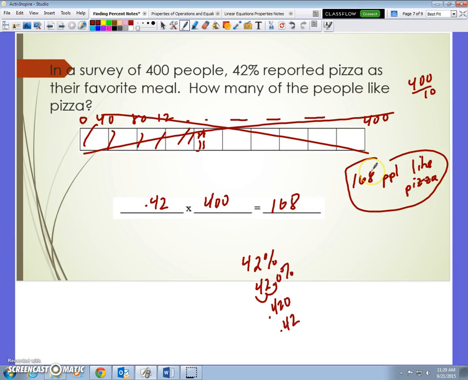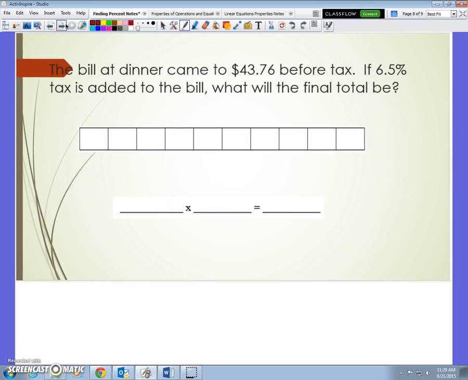Okay, and that's it. So it's much quicker. You don't have to make a huge diagram or anything like that. So once again, let's forget that. We're not doing that anymore. That's too much work. It says the bill at dinner came to $43.76 before tax.